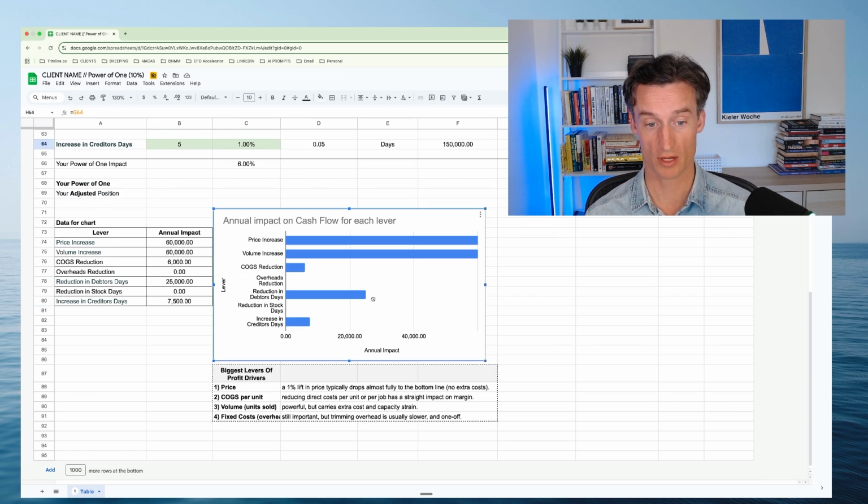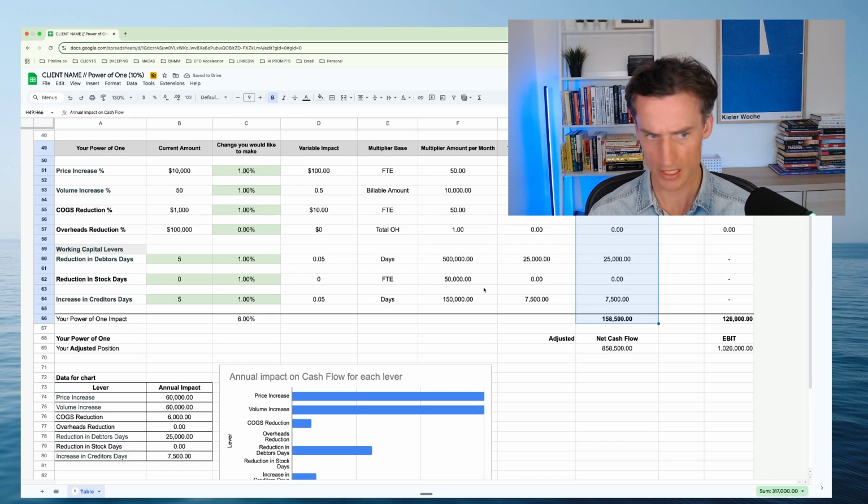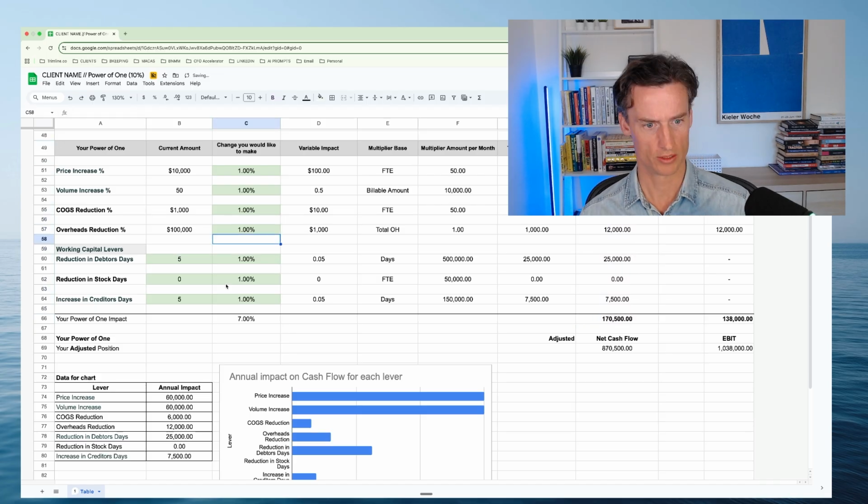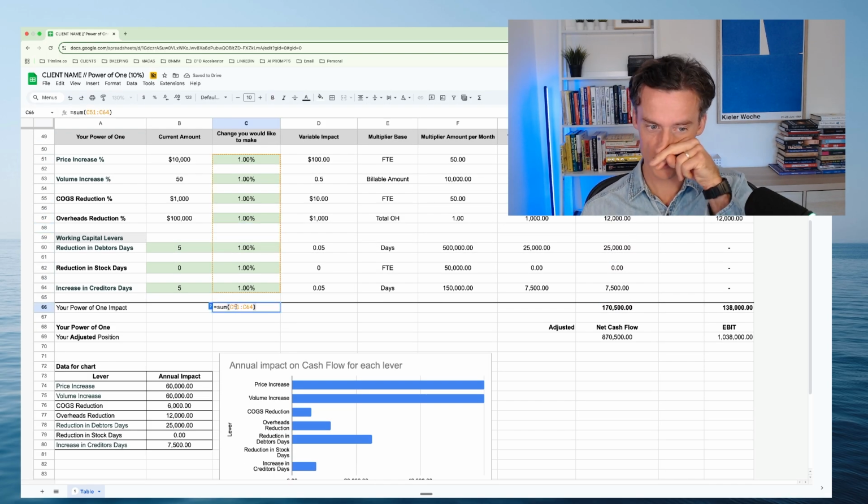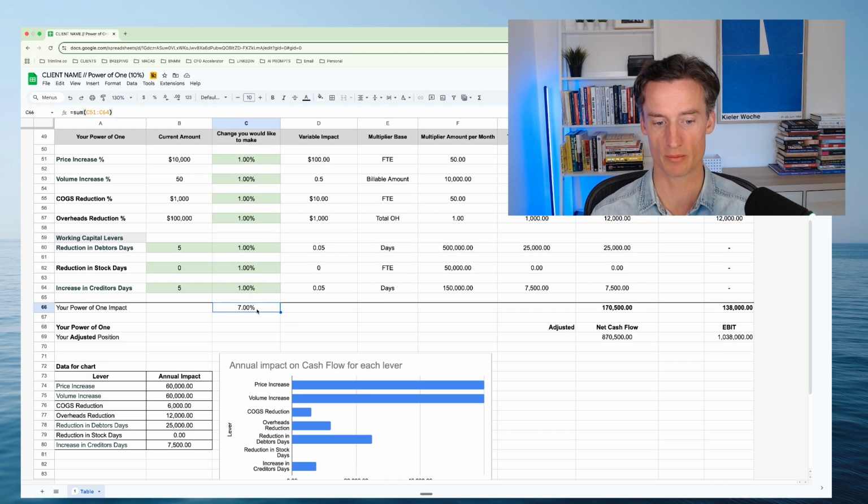And here we've just modeled out what those annual impacts are as a result of that. So I'll put them all back to 1% just for our thought exercise. And you can see all of those things added up together is a 7% impact. Obviously, if you're a service business, that will be 0. You won't have a stock days. So let's say a 6% impact.